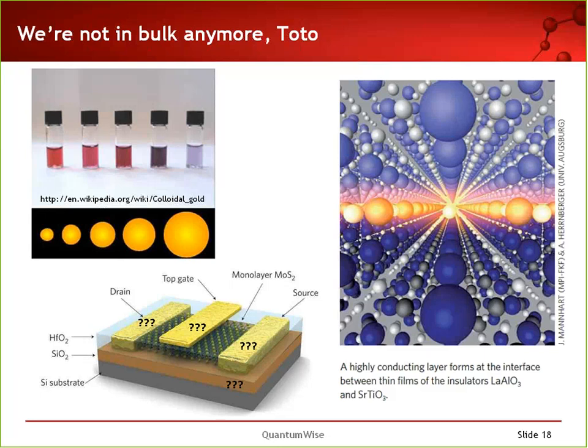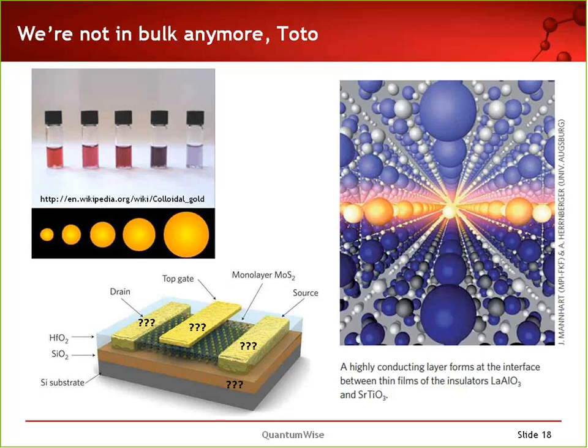But coming back to the question that I have talked about a lot, that we're not in bulk anymore. We now have to look at the interfaces. I have three pictures here of rather different kind, just to show you on the top left that gold, we all know what gold looks like, but actually when you make nano gold or colloidal gold, as you see in these bottles here, the color changes with the size of the particles. These are gold colloidal nanoparticles.